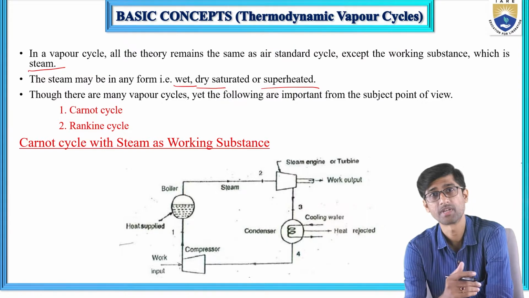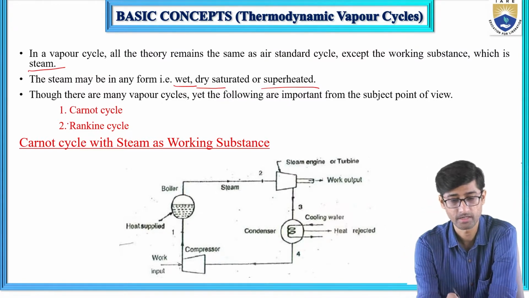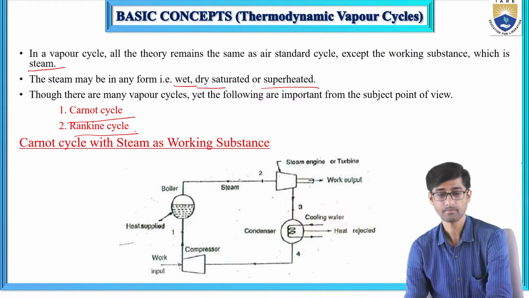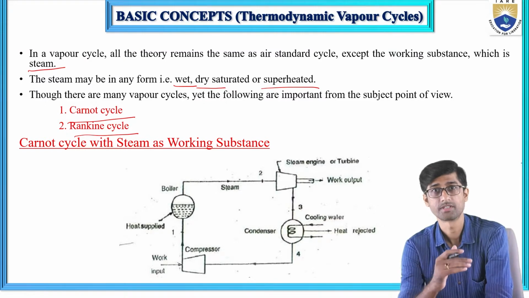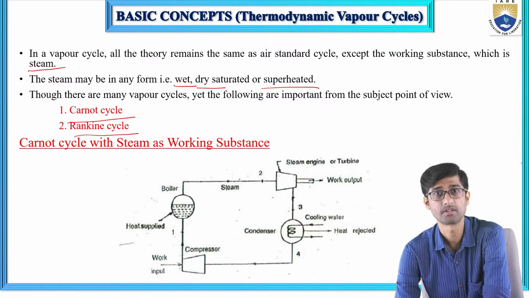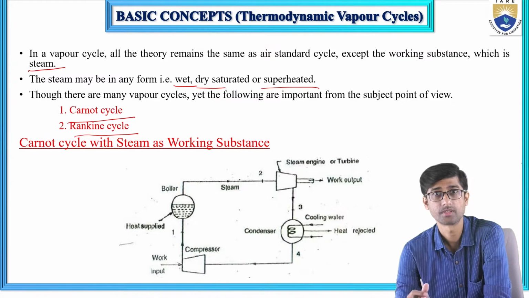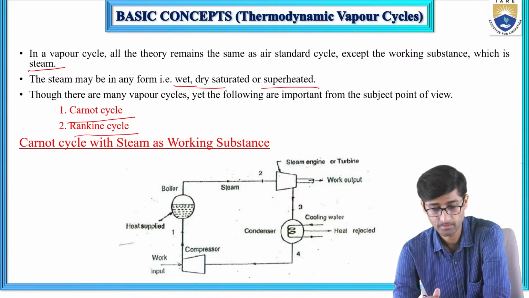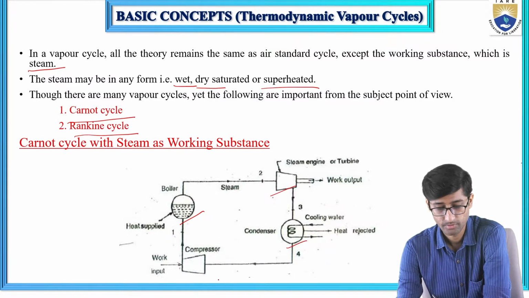Now, there are many vapor power cycles, but we are going to focus only on the Carnot cycle and Rankine cycle. Now, we'll study the Carnot cycle with steam as a working substance. Previously, we did the Carnot cycle where the working substance was air. Now, we are using steam as a working substance. These are the main components of the Carnot cycle: first is the boiler, second is the turbine, third is the condenser, and fourth is the compressor.